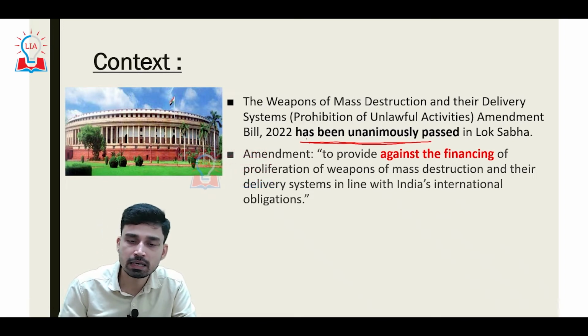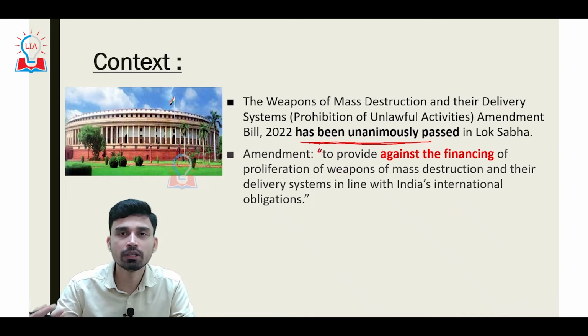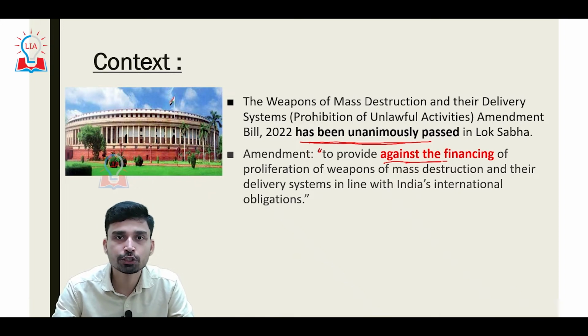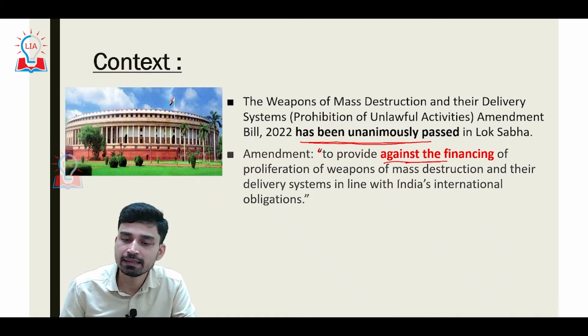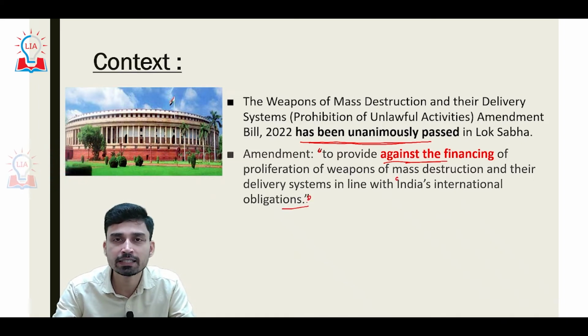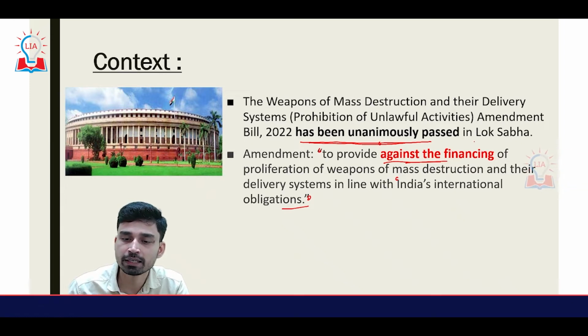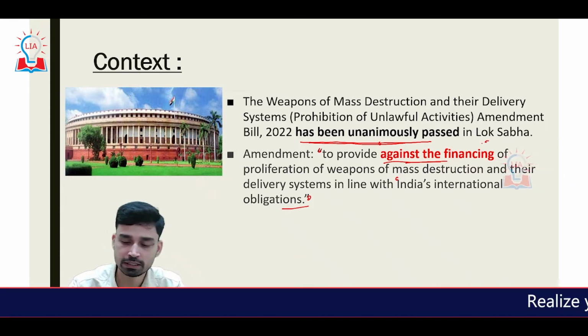This amendment to the bill that was earlier passed in the year 2005 provides against the financing of proliferation of weapons of mass destruction and their delivery systems. This is in line with India's international obligations, as India has ratified and signed various treaties, and it is for this reason that India has to provide against the financing of such activities.